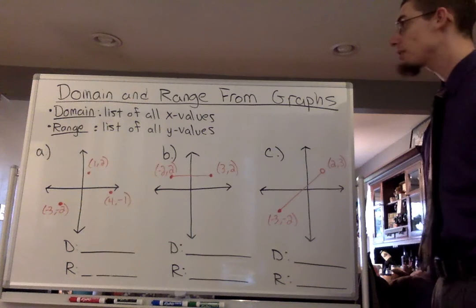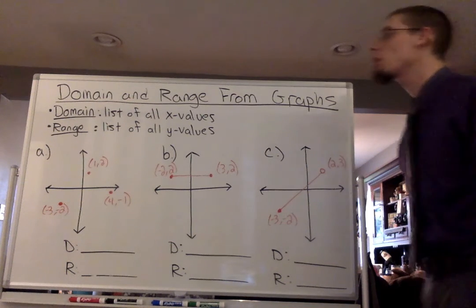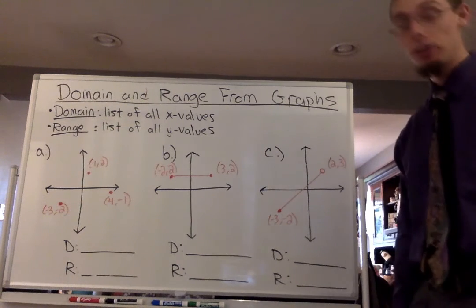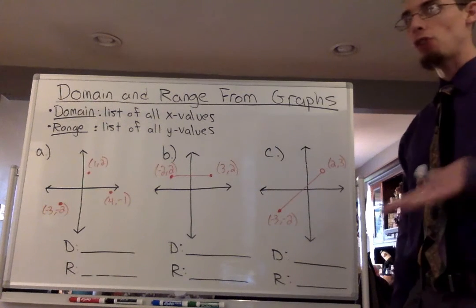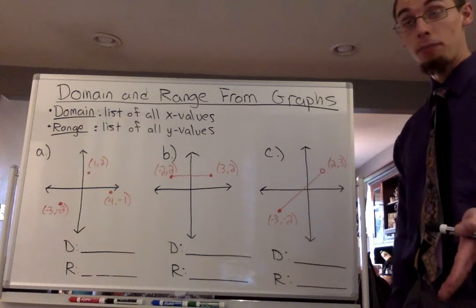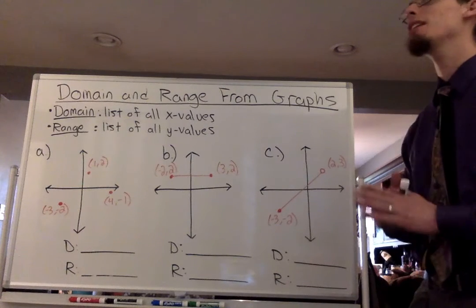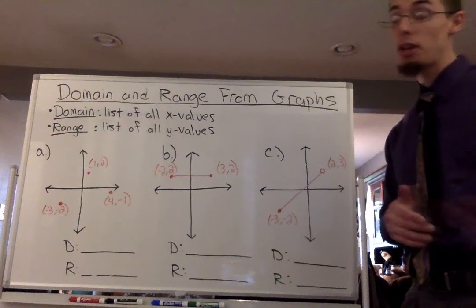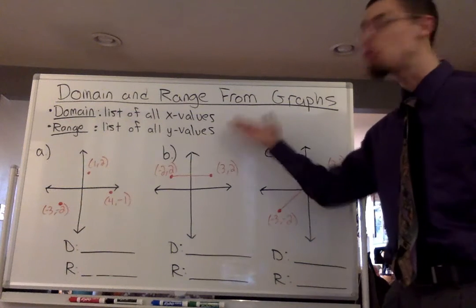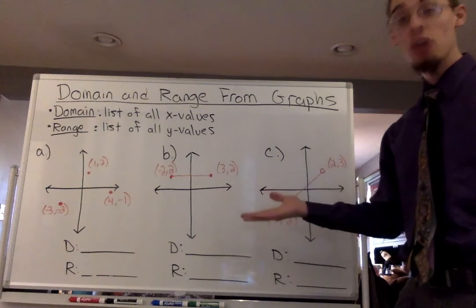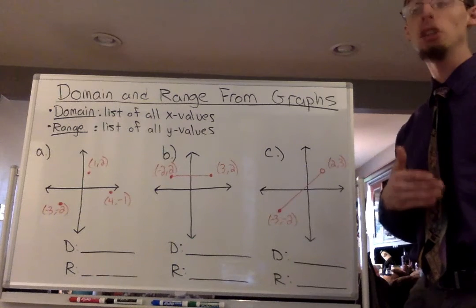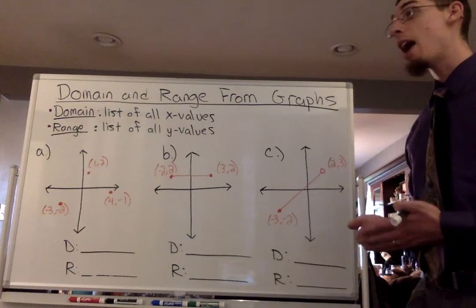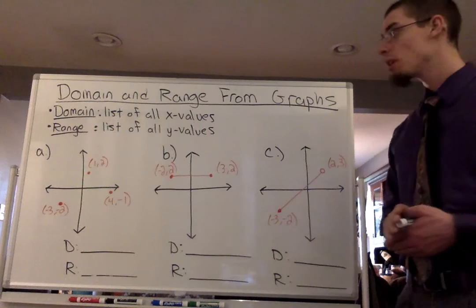Alright, welcome back. So this part is going to cover domain and range from a graph. Since functions are relations, anything that applies to a relation would also apply to a function. Now, what does that mean? That means domain and range is a thing, right? We spent the last lesson looking at domain and range for relations, and for that I kept it pretty simple.